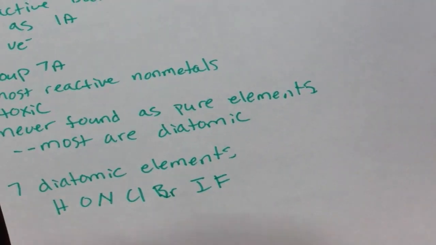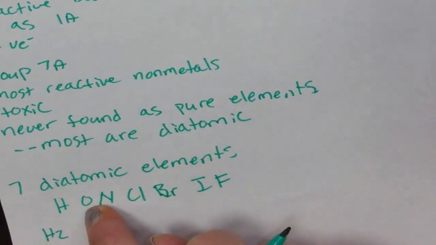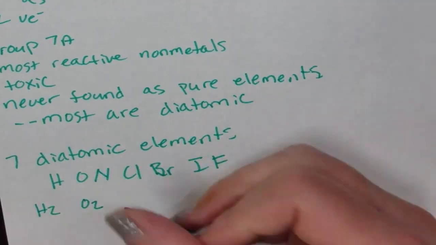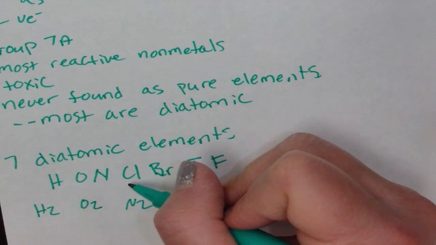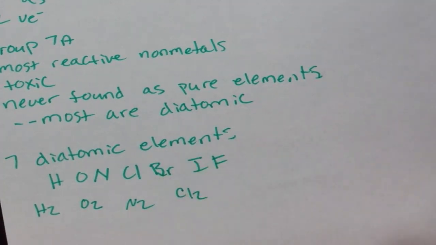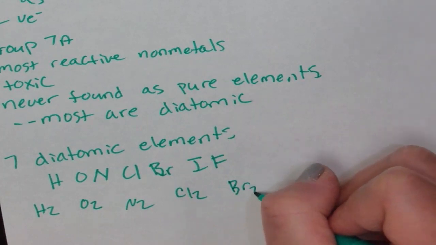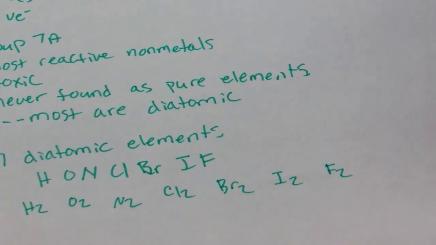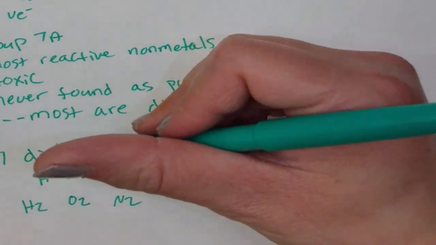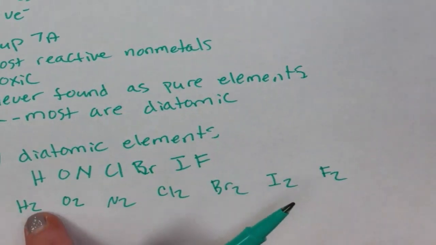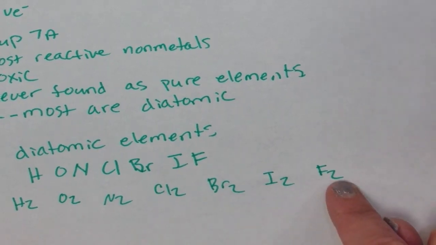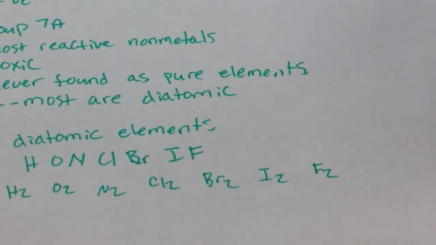Hydrogen by itself is H2. Oxygen, when not in a compound, is O2. Nitrogen, when not in a compound, is N2. Chlorine, when not in a compound, is Cl2. Bromine, when not in a compound, is Br2. Iodine is I2, and fluorine is F2 when not in compounds. Di, meaning 2 atoms. So hydrogen, oxygen, nitrogen, chlorine, bromine, iodine, and fluorine all have 2 of the same atoms when they are not in a compound.